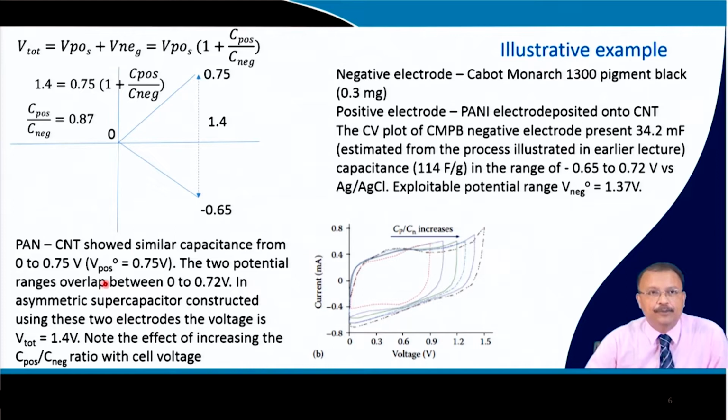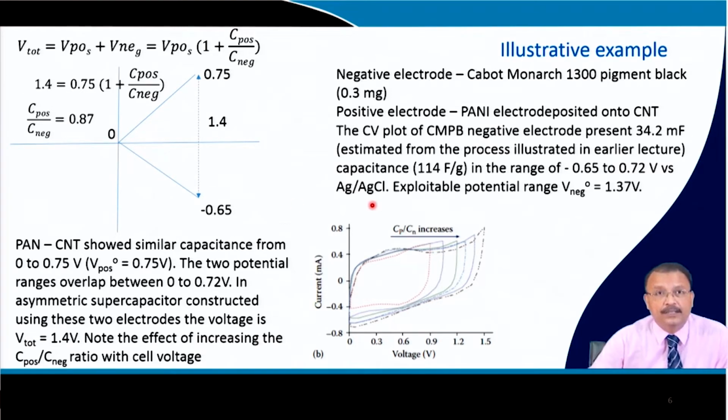So, if you consider this PANI CNT with a reference, the reference is taken in the aqueous state, a silver chloride reference you can take. Then the total working range of the voltage, that is experimentally determined to be 0 to 0.75. So, this 0 to 0.75 is for the positive part. This is a linear part I have shown, that voltage goes from 0 to 0.75.